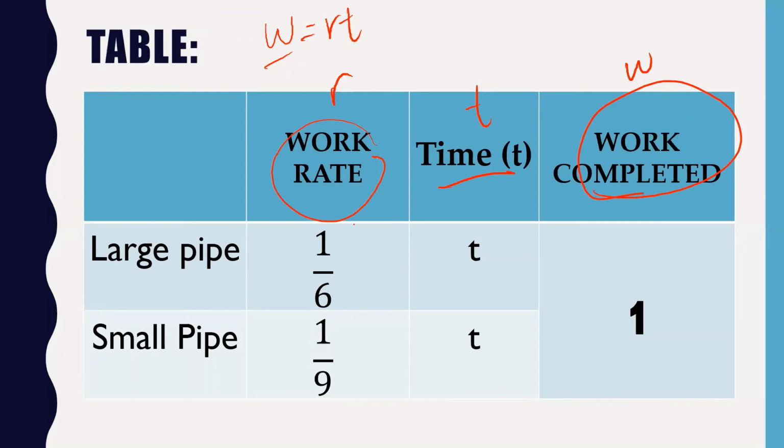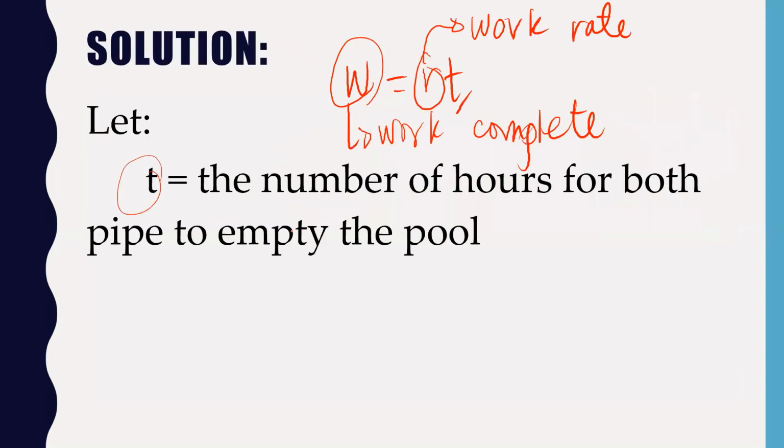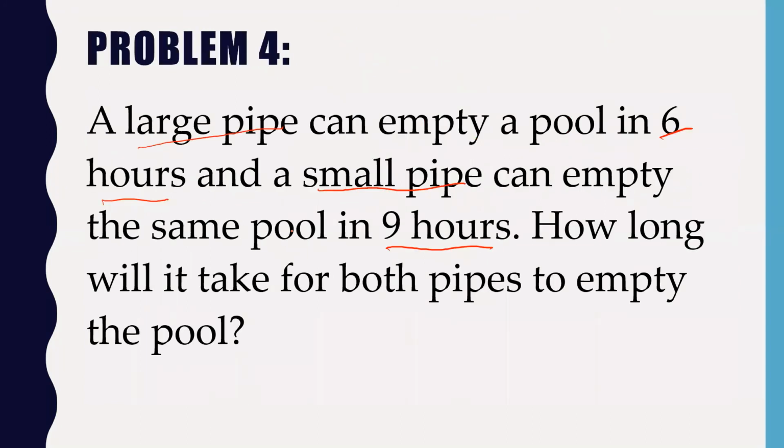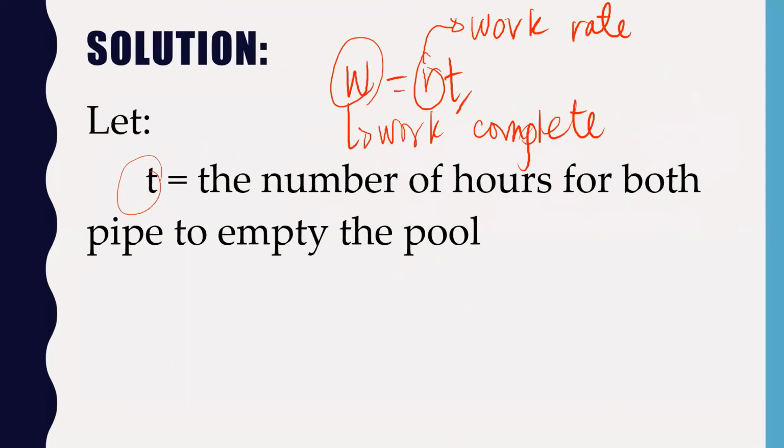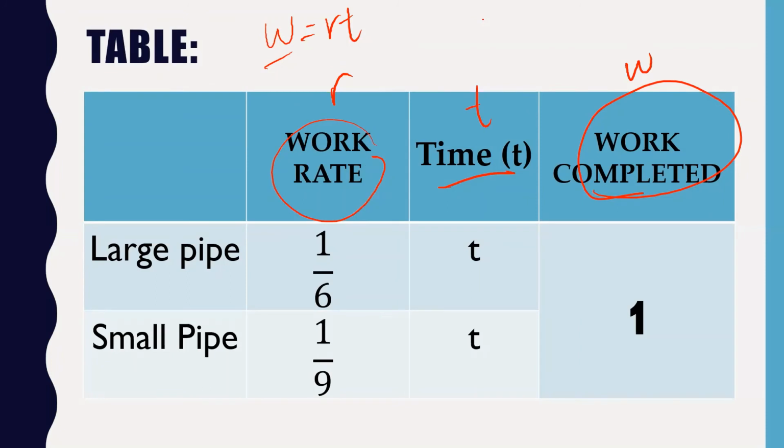Okay, how are we going to get the work rate? Okay, so let's go back. Okay, may mga given tayo dito. Si large pipe, take note of the large pipe can empty the pool in 6 hours. Si small pipe can empty the pool in 9 hours. Okay, take note of this. Large pipe, 6 hours. Small pipe, 9 hours. Okay, nandito na tayo sa table. How are we going to get the work rate?